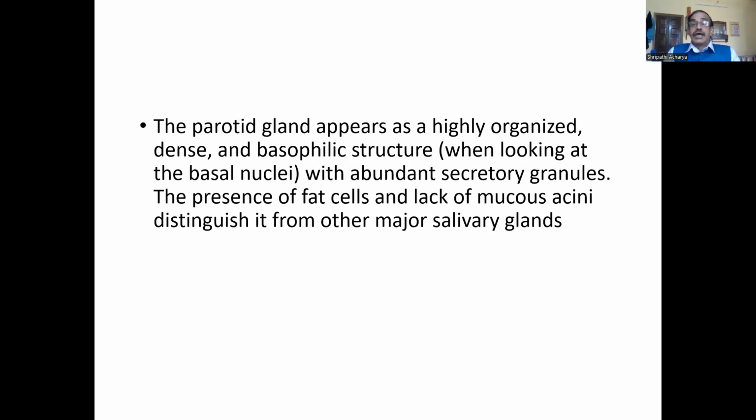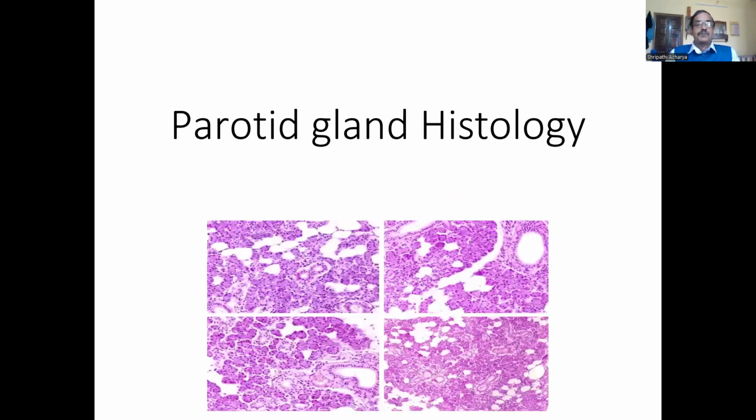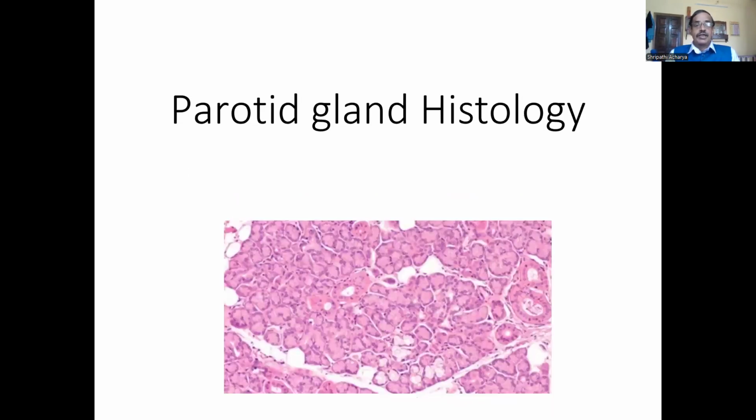The parotid gland appears as a highly organized, dense and basophilic structure when looking at the basal nuclei with abundant secretory granules. The presence of fat cells and the lack of mucous acini distinguish it from other major salivary glands. So, this is the histological picture of a parotid gland. You can see serous acini, no mucous acini. The slide showing the parotid gland has serous acini, adipose tissue, ducts, intercalated ducts.